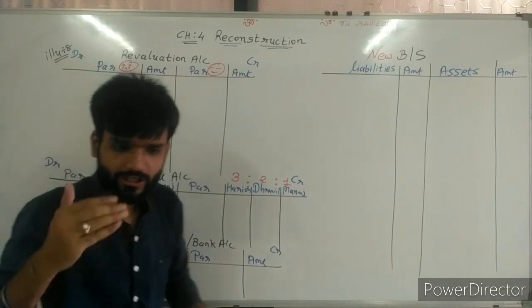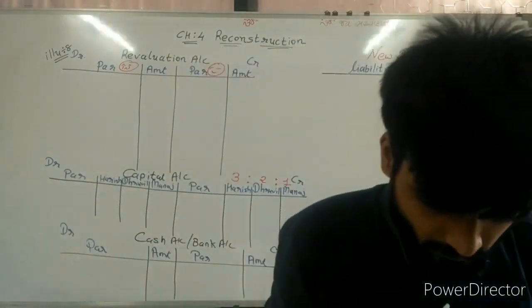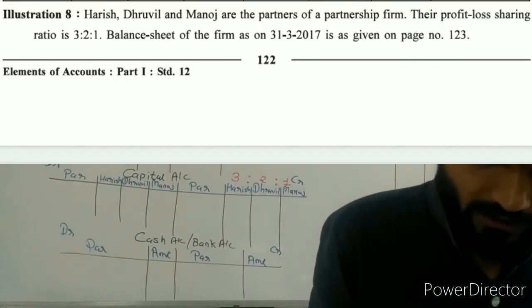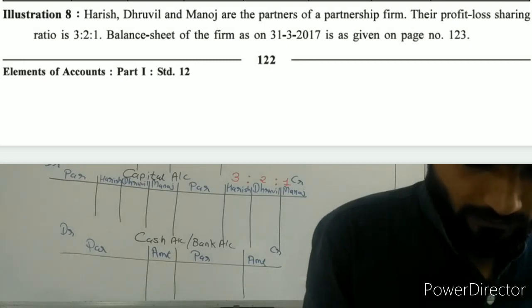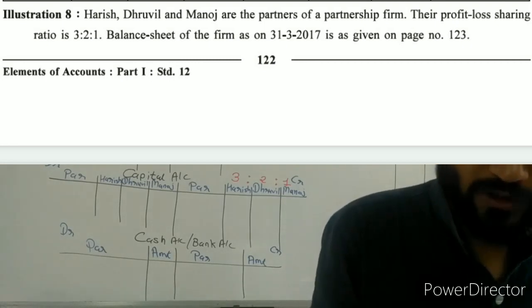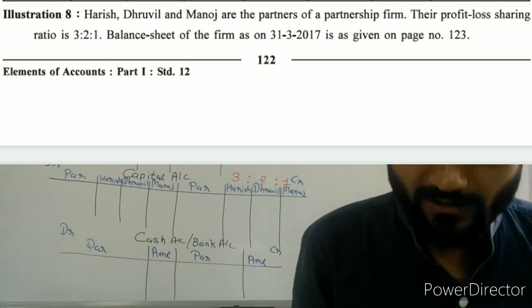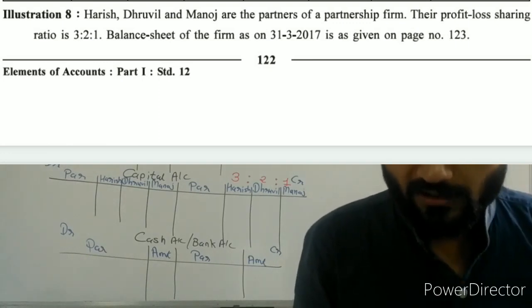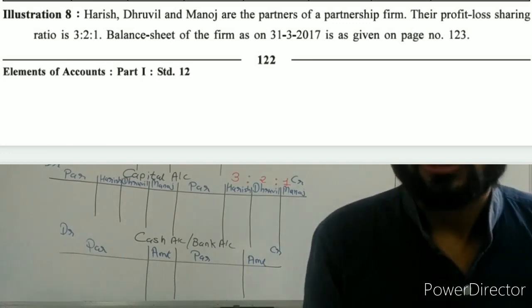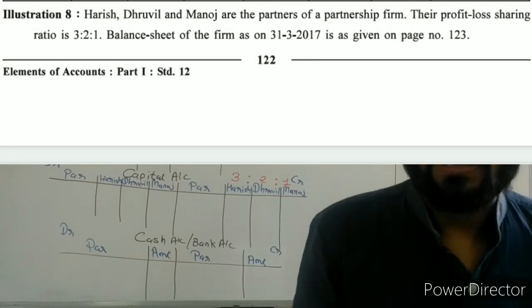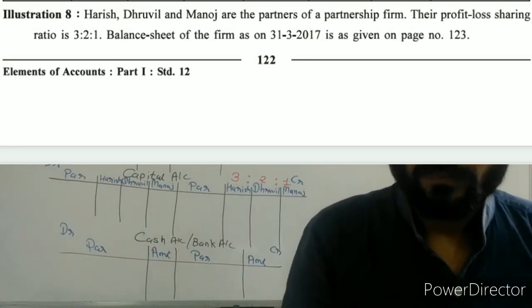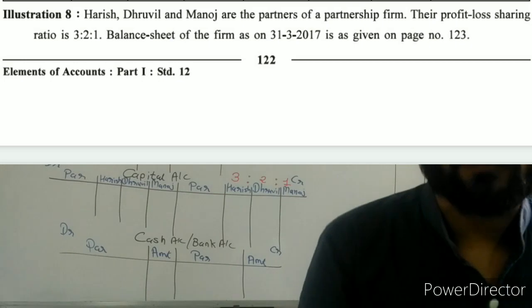Now, going ahead, the balance sheet of the firm as on 31/3/17 is given on page number 123. So on page number 123, the balance sheet is given. Now I am not reading the balance sheet first.